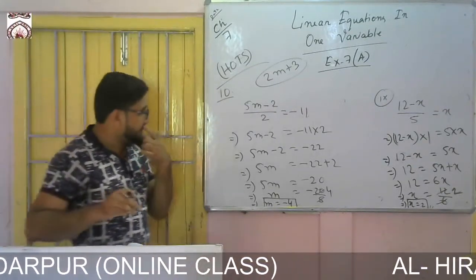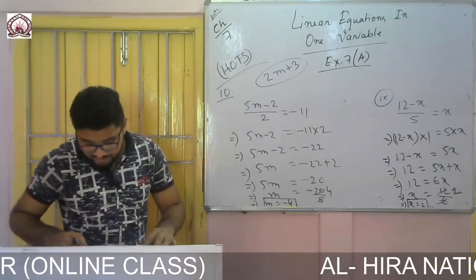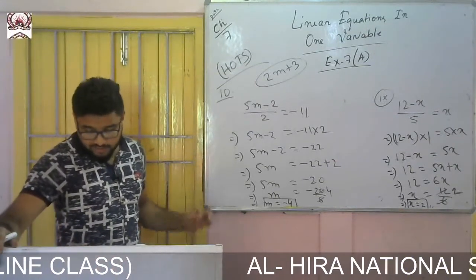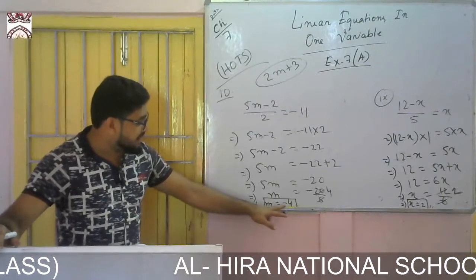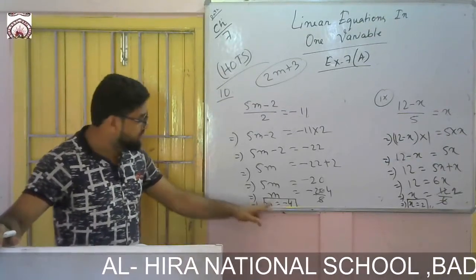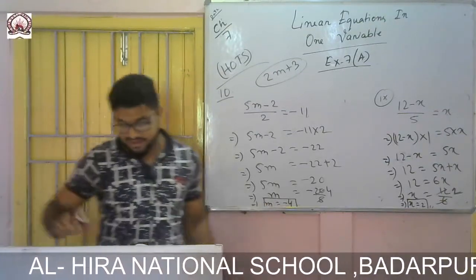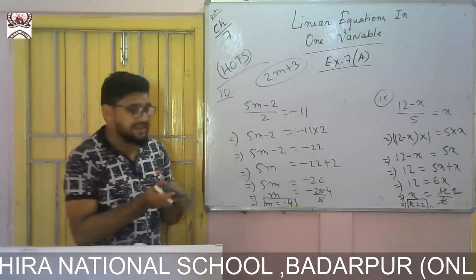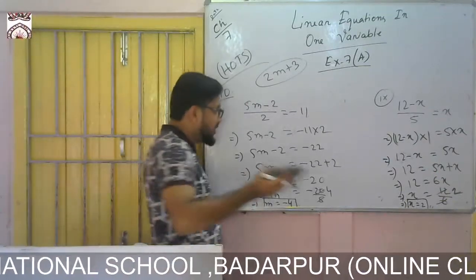Wait, let me check one time. What, 5m minus 2 by 2 equals to what? Yes, the answer came minus 4. The value of m came minus 4. Now I need to find the value of 2m plus 3.